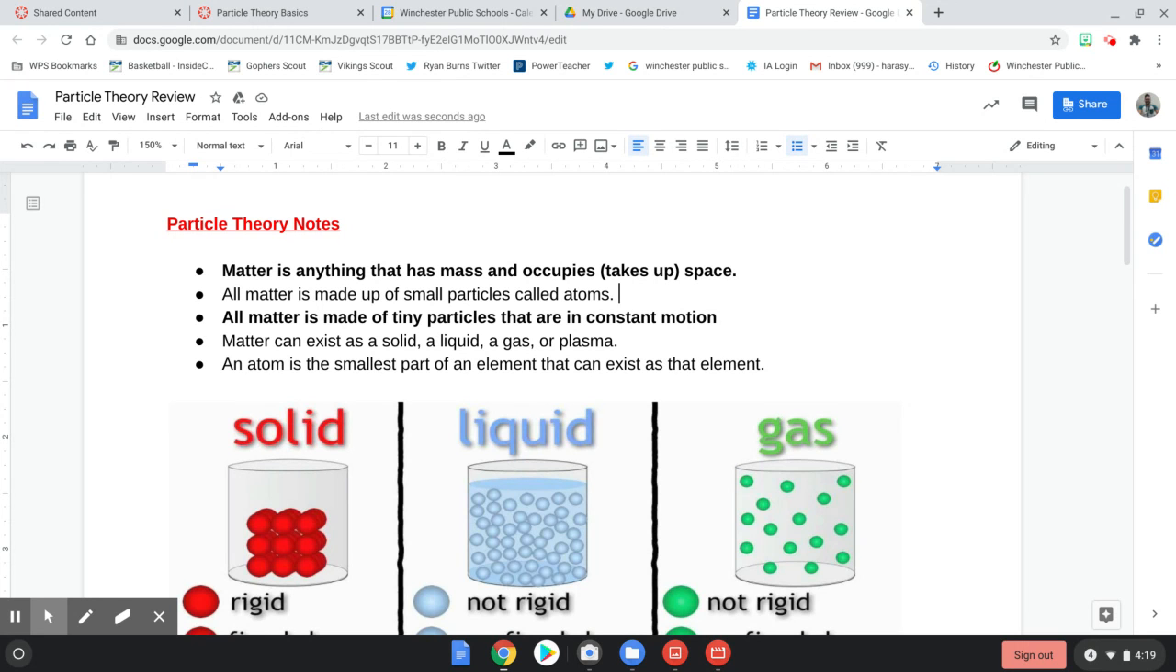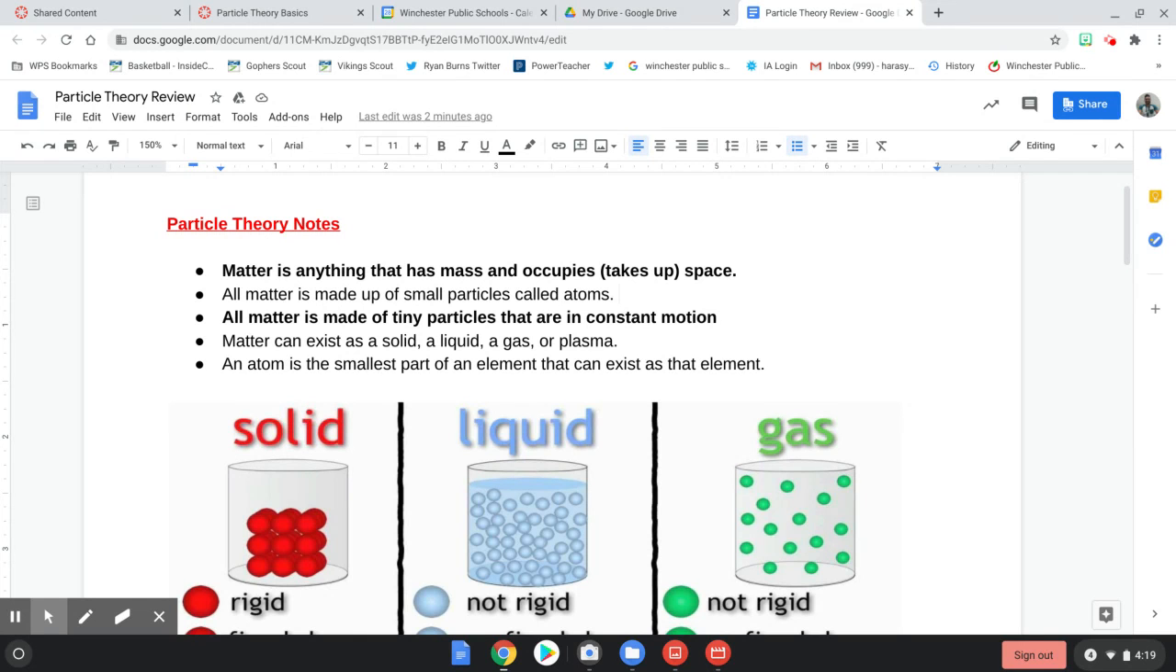Then the third bullet is that all matter is made up of tiny particles and they're in constant motion. So not only are there little particles called atoms, but they are in constant motion, including down here in a solid. Particles are in motion. And then matter can exist as a solid, a liquid, a gas, or a plasma. There's also a very, very cold version that you don't need to know. It's called Bose-Einstein condensate, but you don't need to know that. You just need to know solid, liquid, gas, and plasma.